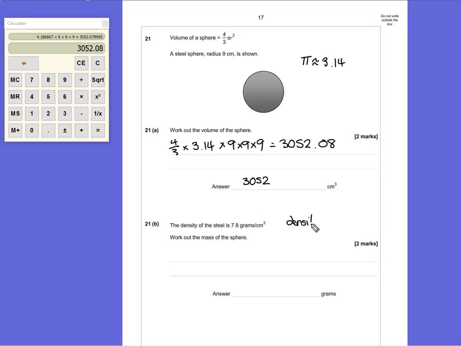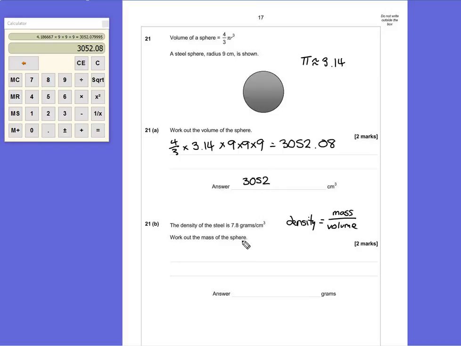So density is equal to grams, or mass, divided by volume, centimetres cubed. The units always give away what something is measured in, especially when it comes to density and speed, miles per hour, distance and time.